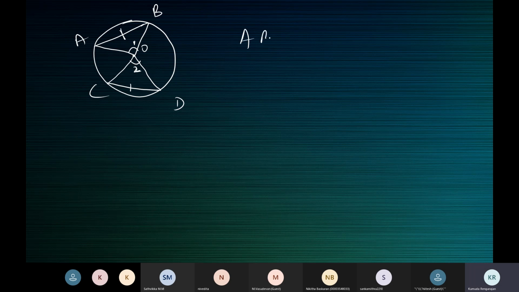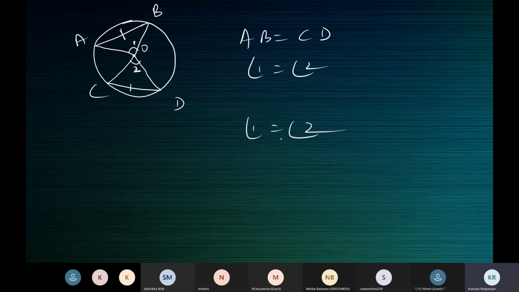If AB is equal to CD, if the chords are equal, then the angles are equal. Then angle 1 is equal to angle 2. If angle 1 is equal to angle 2, if the angles subtended by the chords at the center are equal, then the chords are equal. Then AB is equal to CD.